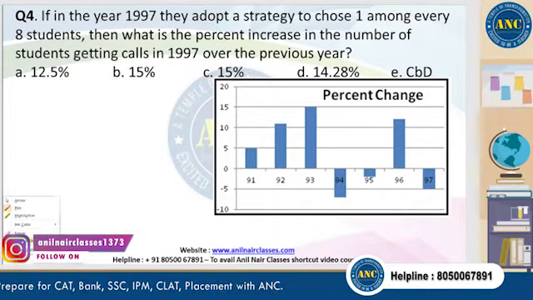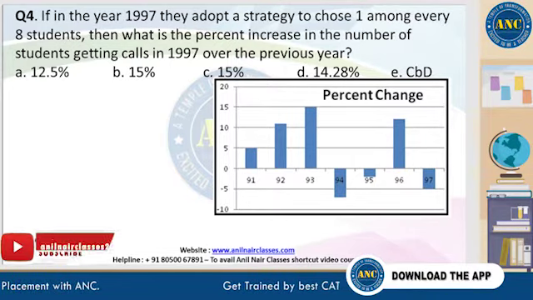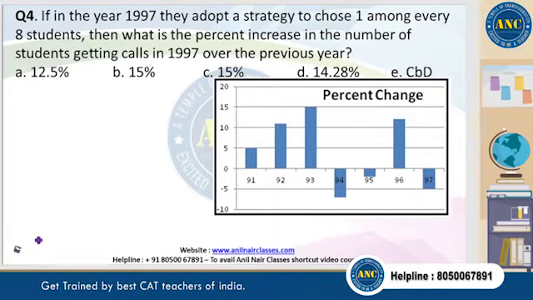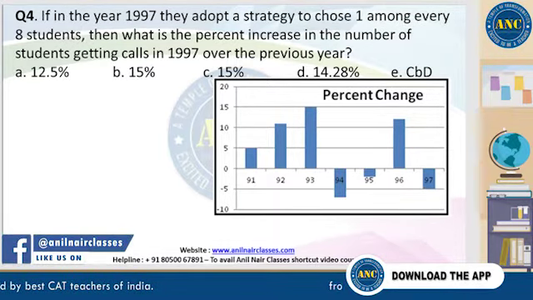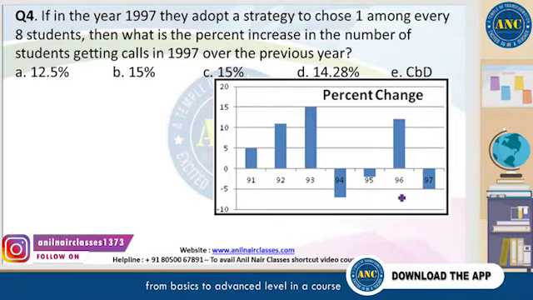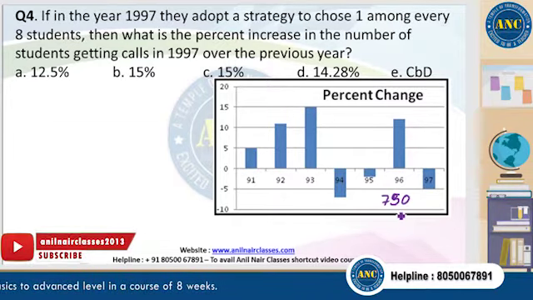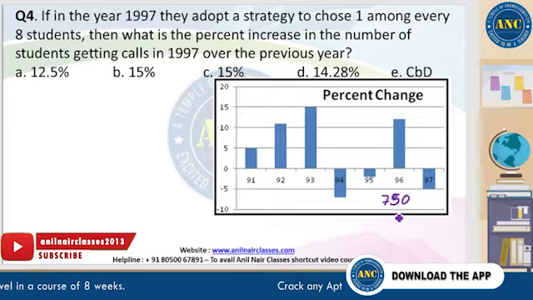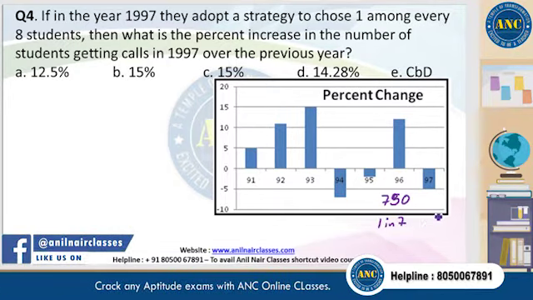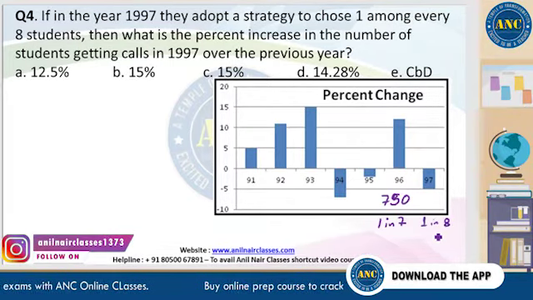Let's read it again. If in the year 1997 they adopt a strategy to choose one among every 8 students, what is the percentage increase in the number of students getting calls in the year 1997? Good thing we can use data from the previous question. In the year 96, there were 750 students, and 1 in 7 get called. Now, in the year 97, they say 1 in 8 should get called, right?